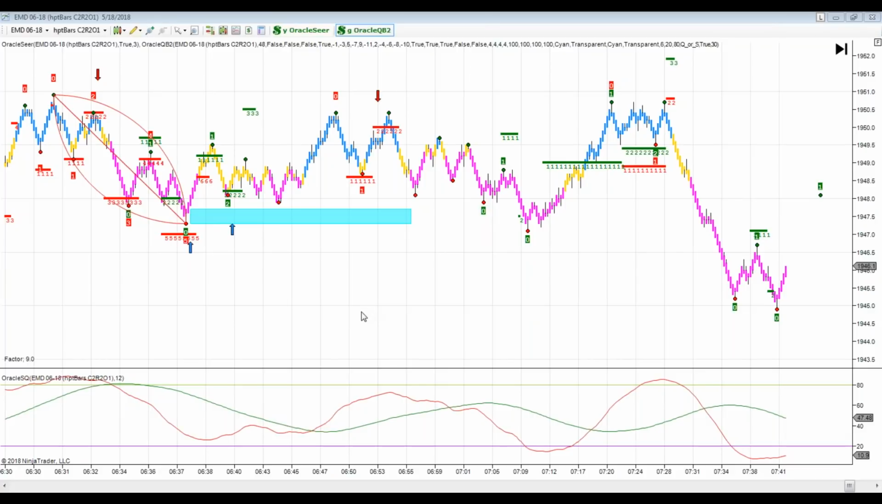All right, here's the EMD contract. For those of you who may not be familiar with this, this is the cousin of the E-mini S&P. This is the mid-cap 400. It's a lot thinner market, but it tends to move very nicely. So here's our pit open starting here at 6:30.